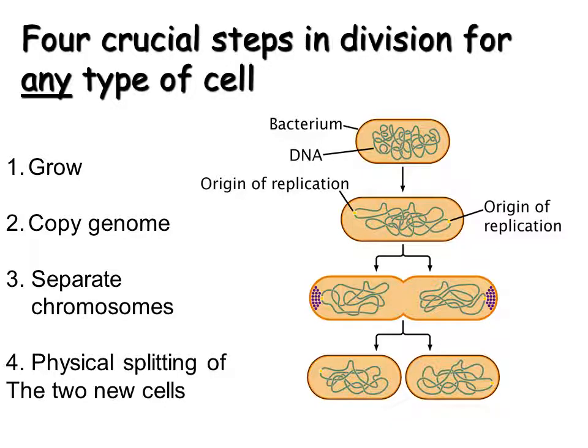So when we're talking about cell division, for any cell type, it falls within 4 key steps. The first step, shown here for a bacteria, is that the cell itself has to grow. We then need to copy the entire genome, and that's the process of DNA replication, which we've already discussed. You then need to separate those 2 different sets of chromosomes from one another, and then we actually need to physically split the 2 cells into 2 identical daughter cells. So whether we're talking about bacteria or eukaryotic cells, this overall concept is the same.